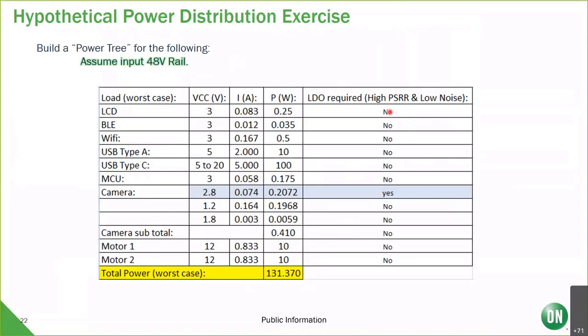okay? None of these devices require an LDO for high PSRR or low noise except for one rail, and that's on my camera, which is an image sensor, and that's the 2.8-volt rail. When you think about image sensors, what I picture is a parking lot filled with millions of A to D converters, and some of them are 12, 14, 16-bit A to D converters, so you don't want their least significant bits bouncing around with noise. That's going to make your pixels fuzzy.